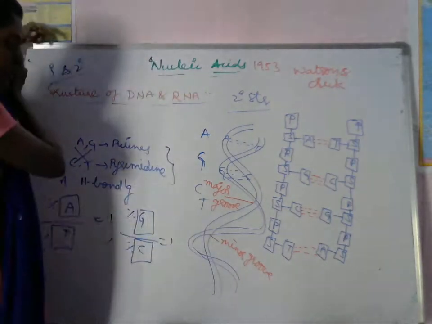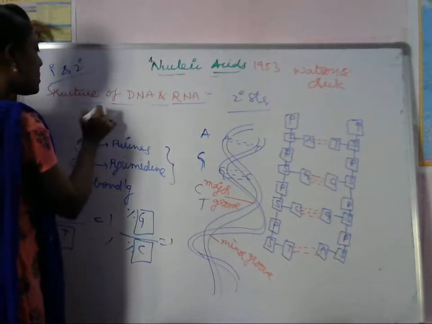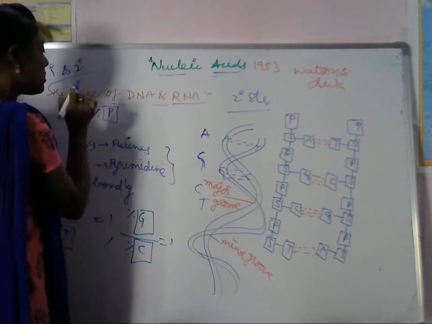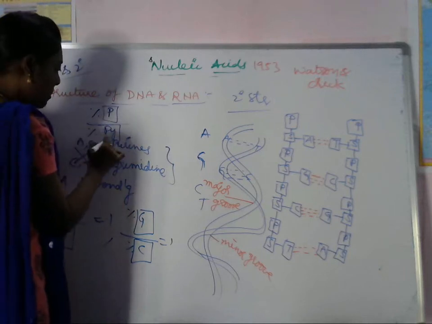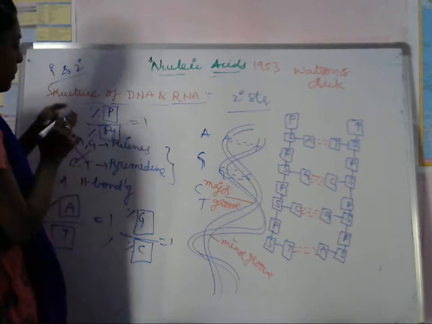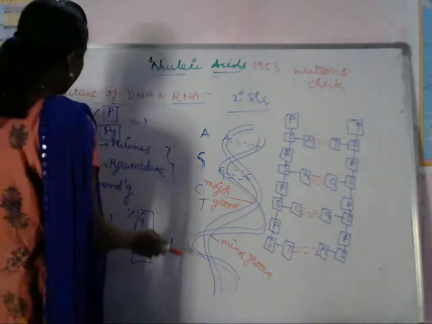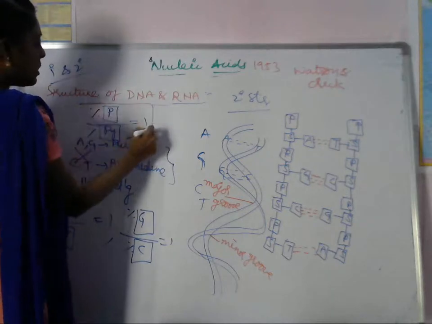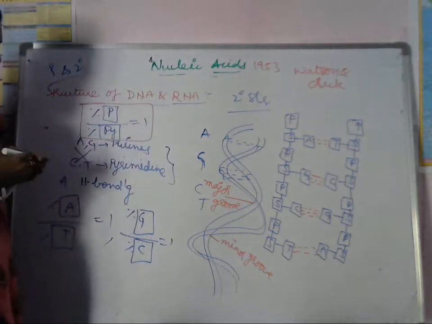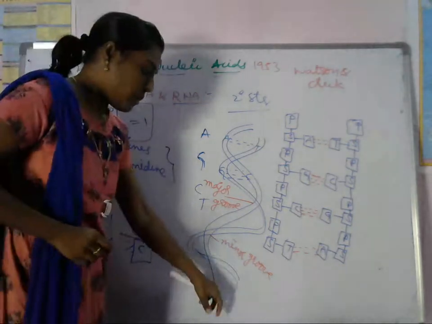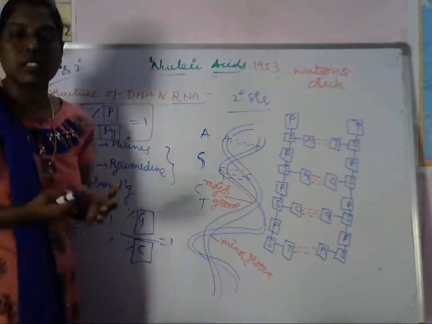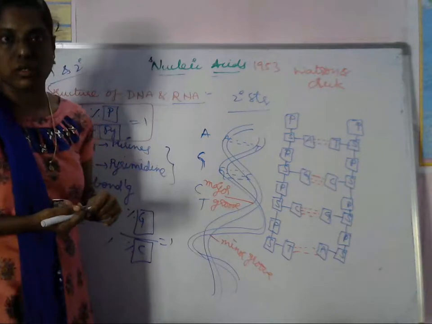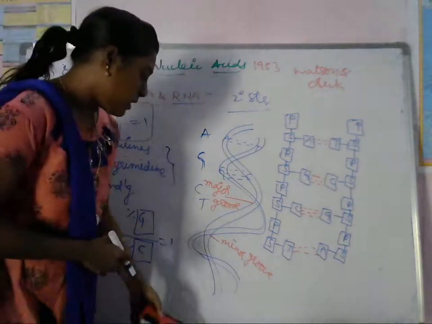If this is the percentage of purines, what about the percentage of pyrimidines? Pyrimidines should always be equal to 1. This is the conclusion. Purines and pyrimidines are equal, and DNA is a linear structure due to hydrogen bonds.